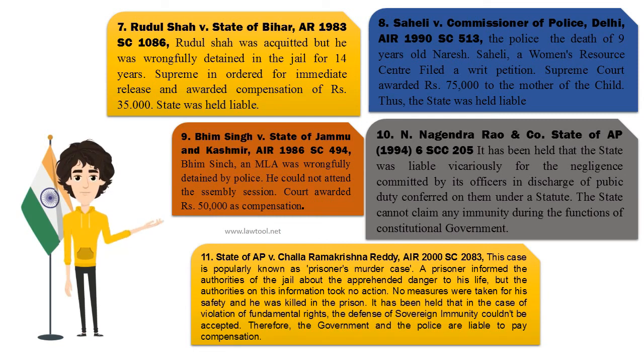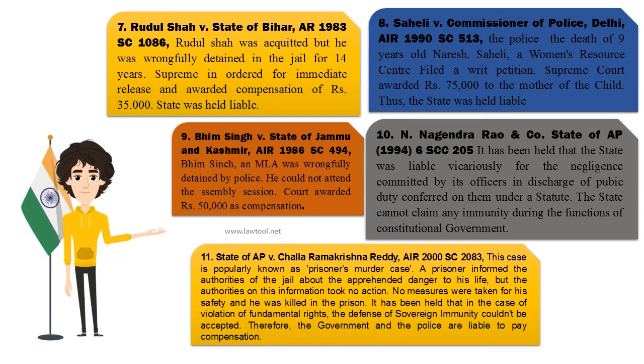8. Saheli vs. Commissioner of Police, Delhi, AIR 1990 SC 513. The police caused the death of a 9-year-old, Naresh. Saheli, a women's resource center, filed a writ petition. The Supreme Court awarded 75,000 rupees to the mother of the child. Thus, the state was held liable. 9. Bhim Singh vs. State of Jammu and Kashmir, AIR 1986 SC 494. Bhim Singh, an MLA, was wrongfully detained by police. He could not attend the assembly session. The court awarded 50,000 rupees as compensation.